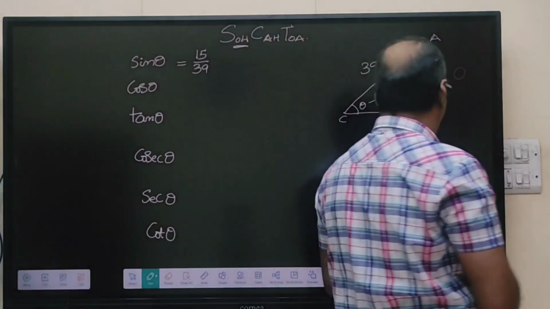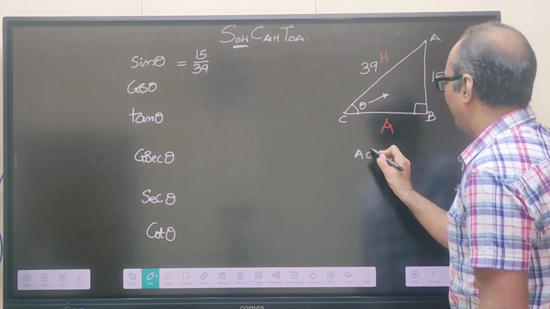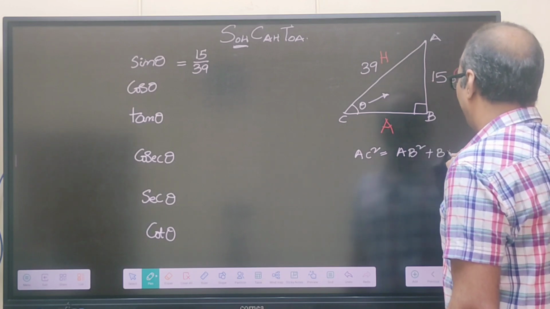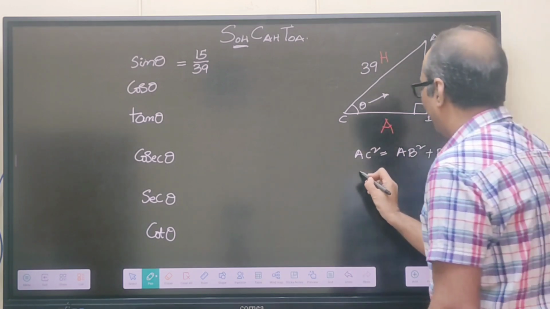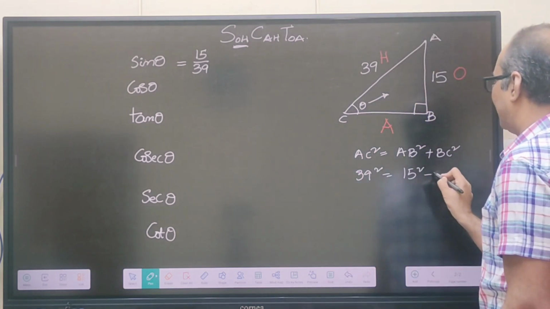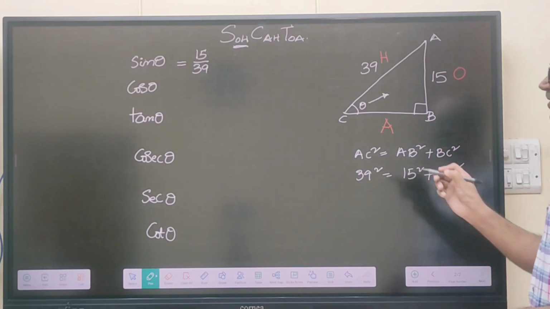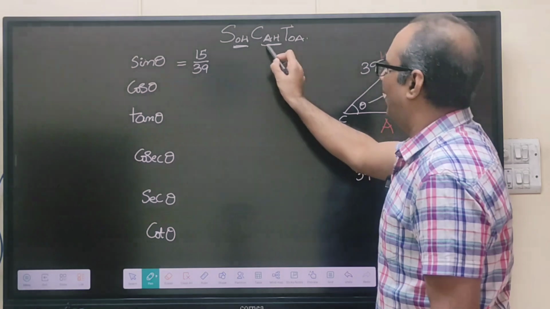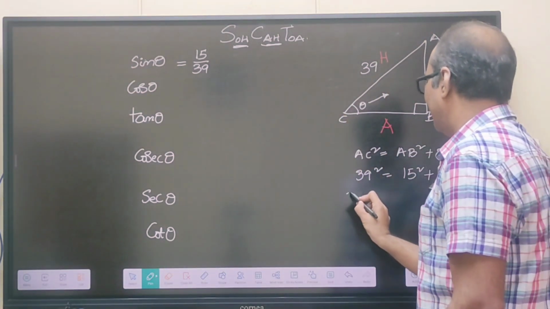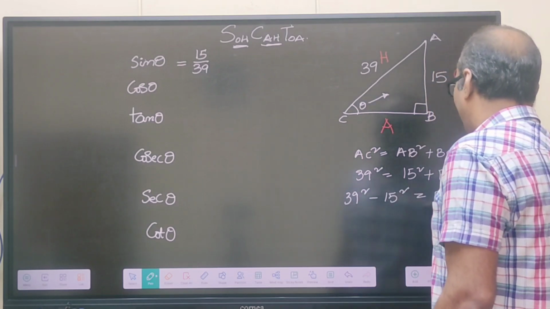So we will do a little bit of Pythagoras theorem work on that. We will say that AC square equals AB square plus BC square. What is AC square? 39 square, and that equals 15 square plus BC square. We need to calculate the value of BC because for cos theta we need adjacent by hypotenuse. That means we have to give BC by AC. So let us simplify this. 39 square minus 15 square equals BC square.